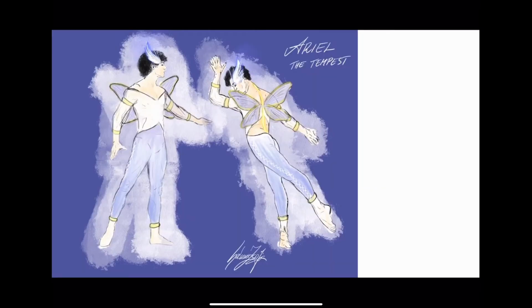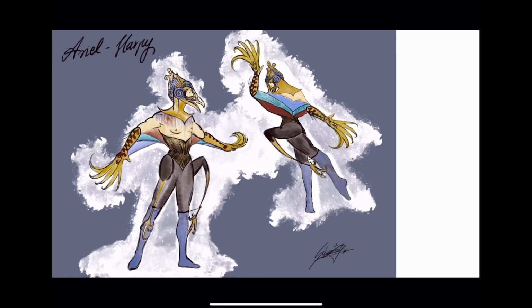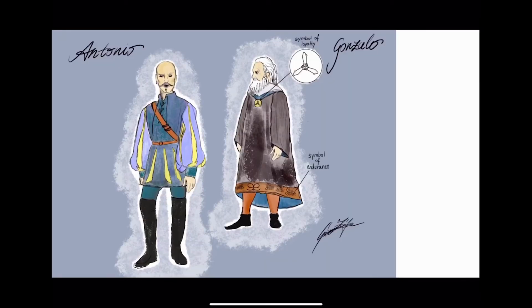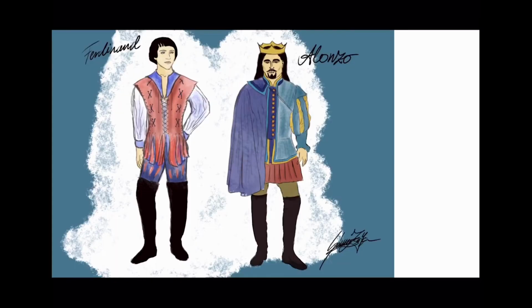Ariel's costumes are self-explanatory. His tiny wings should be light enough for him to move freely, and as a harpy he should wear a corset to make his waist look more feminine. Here we have Antonio, whose costume is also pretty self-explanatory, and Gonzalo, who will be wearing a simple medal with a symbol of loyalty engraved in it, and with the symbol of endurance at the bottom of his chain.